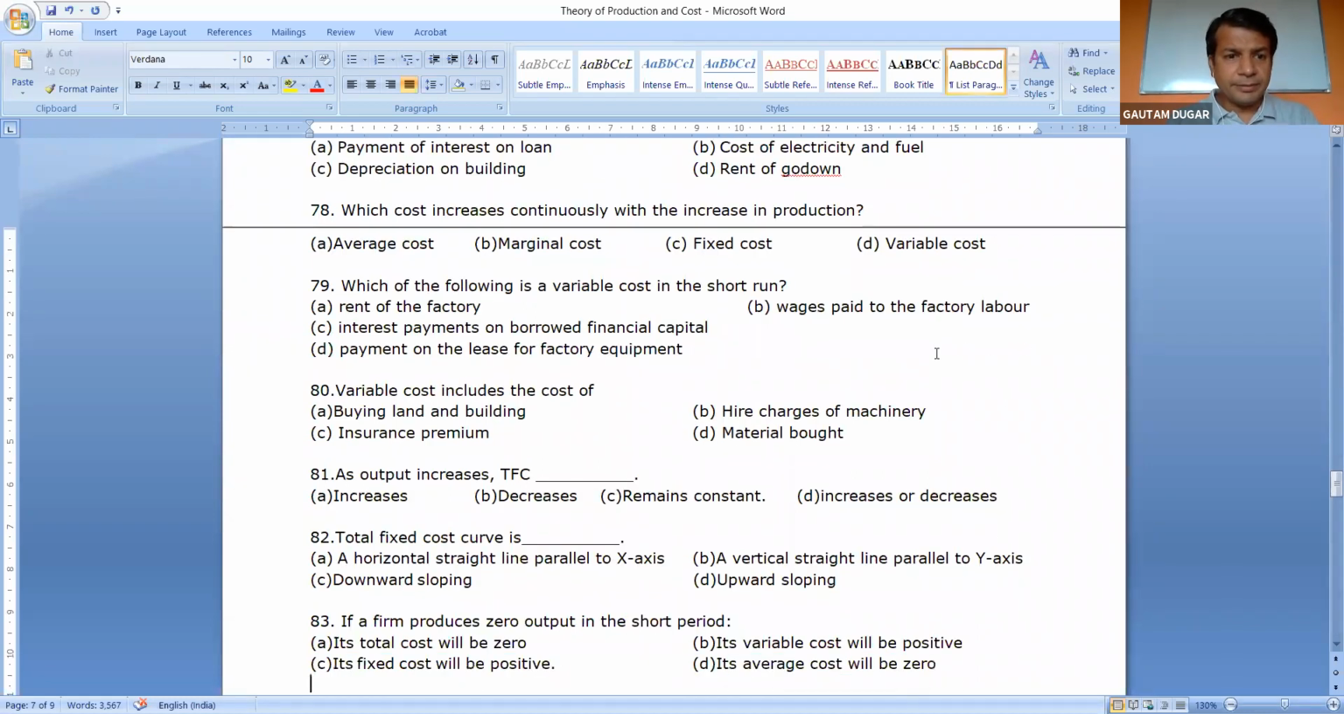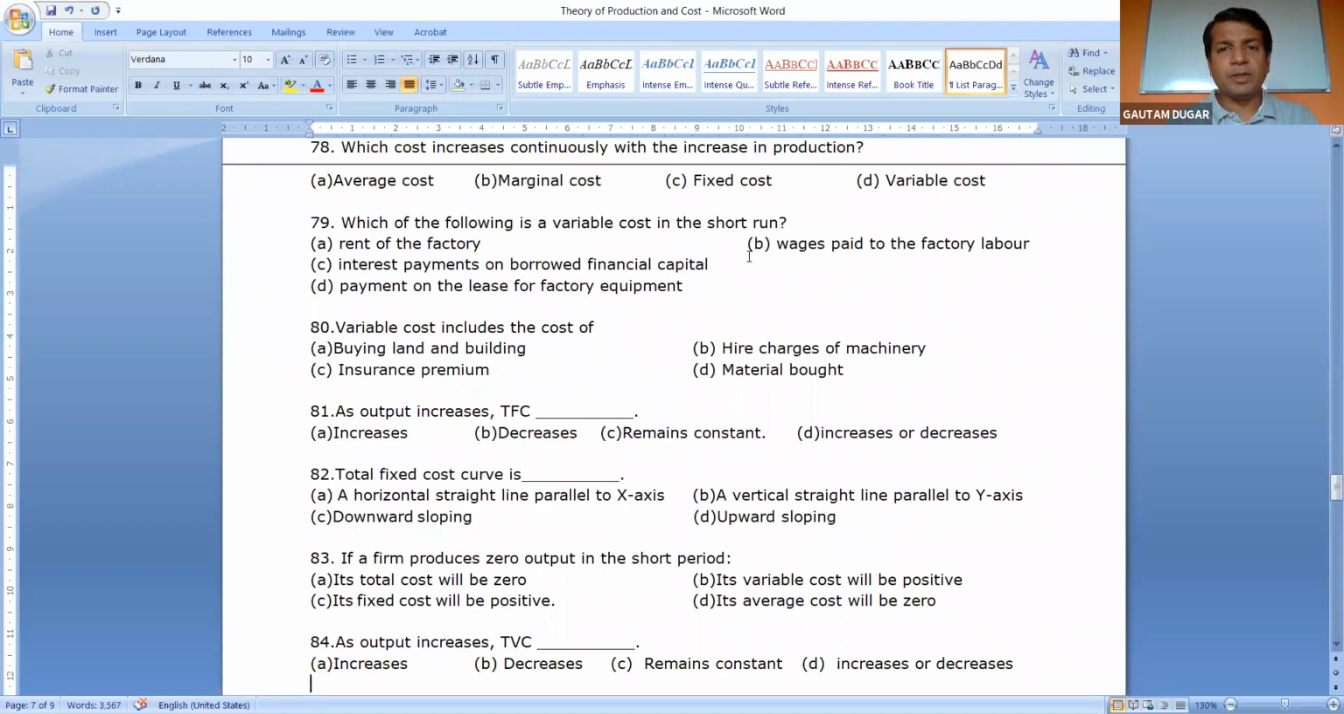Which of the following is a variable cost in the short run? Question 79. Yes, thankfully, it's B, wages paid to the factory laborer. Many of you are now correct, because the rest three are fixed costs. B is the right answer.